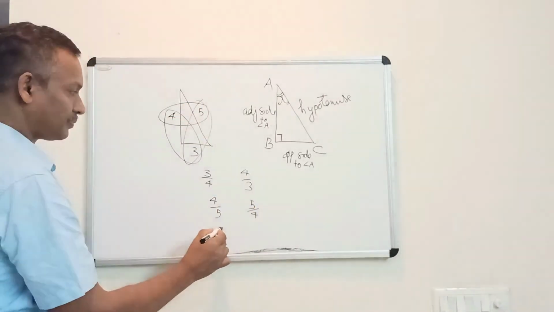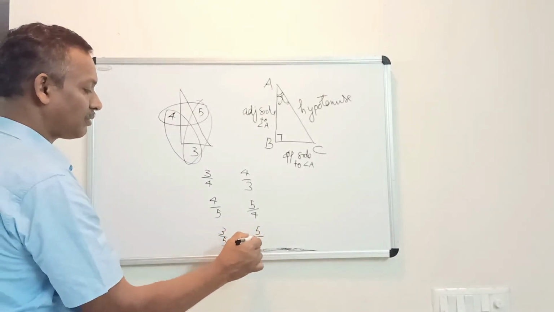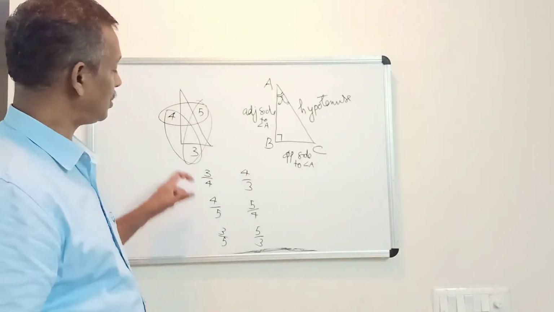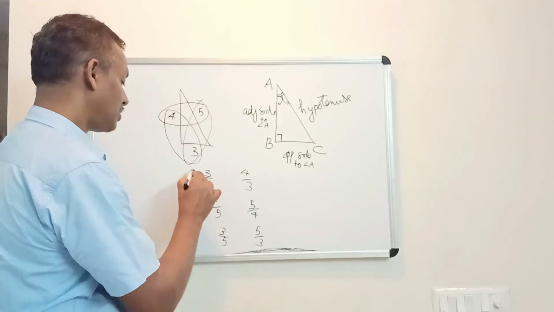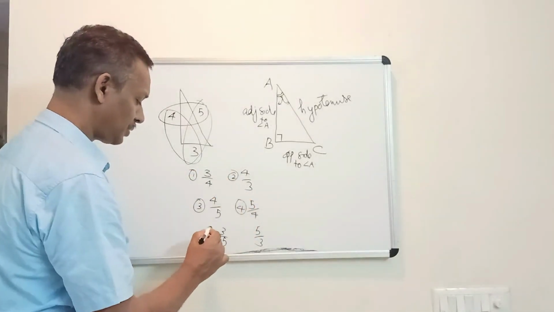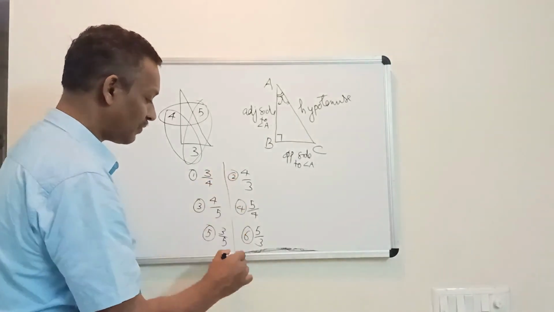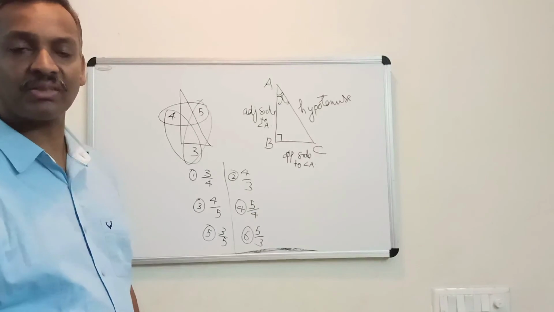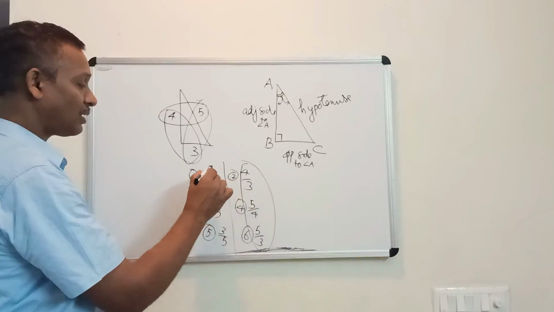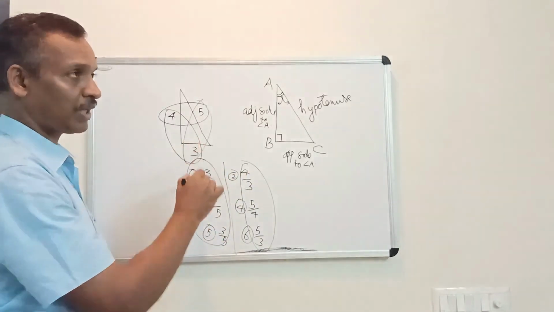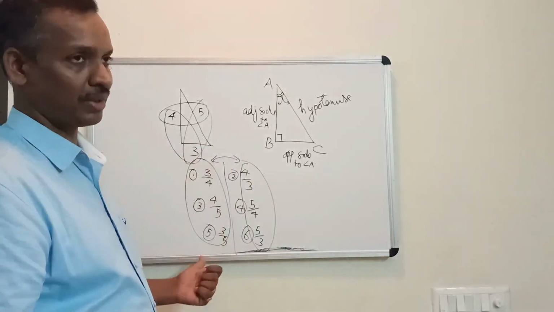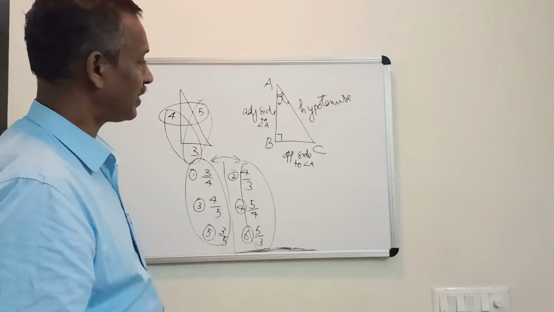3 by 5 or 5 by 3. These three sides of a triangle, by taking 2 at a time, we can make one ratio, second ratio, third ratio, fourth ratio, fifth ratio, sixth ratio. That means altogether we can make 6 ratios. Out of these 6 ratios, 3 of them, on the right side, are the reciprocals of the ratios displayed on the left side. So the last 3 are the reciprocals of the first 3.